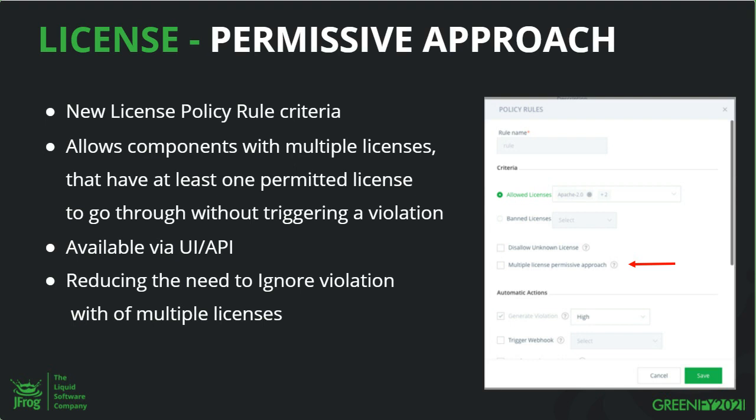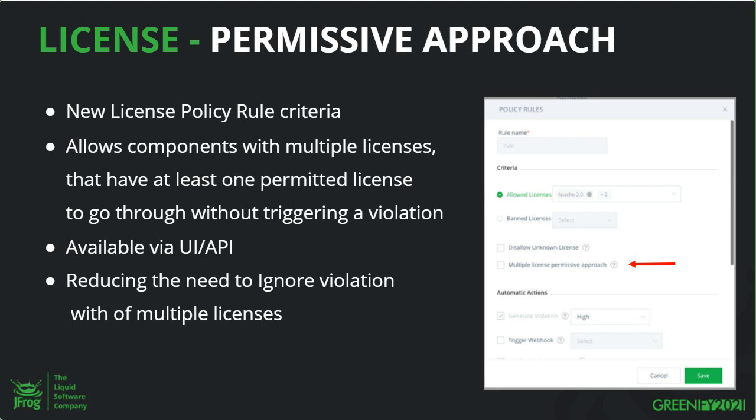We got a request from many customers that made us realize that most of the time organizations will want to go with the more permissive approach. So if I have a choice between two available licenses, I will probably go with the permissive one, and those violations that were created just caused me the need to ignore them because I have another license which is allowed, and so on. So we created a new criterion in our license policy rules, which allows you to choose the permissive approach.